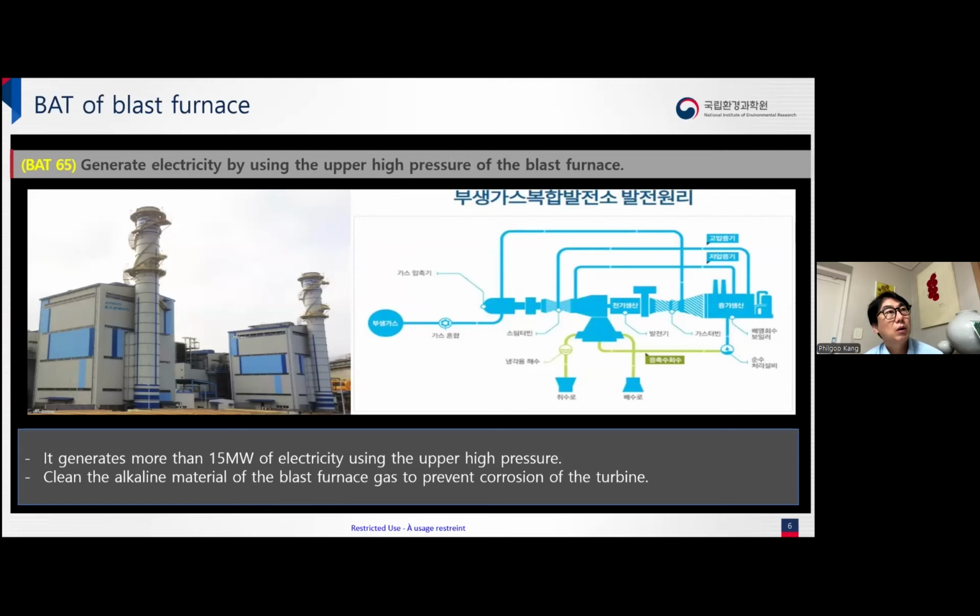This is for the blast furnace, and our BAT 65 is to generate electricity by using the top high pressure of the blast furnace. Here I'd like to address that the Korean BREF and Korean BAT are very similar to the EU's. But the running conditions and the AEL are slightly different, though mostly similar. Okay, next, please.